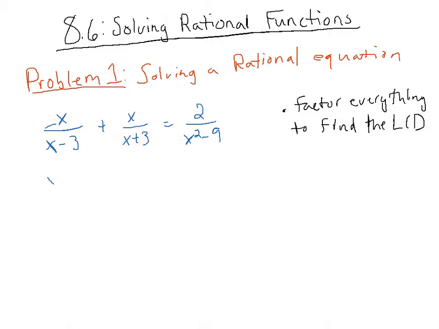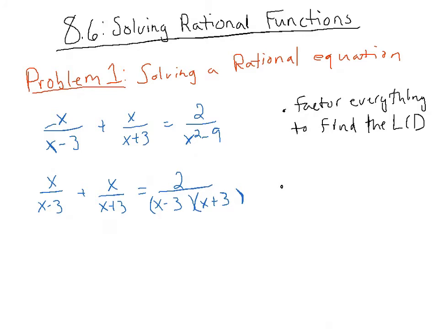So I'm just going to rewrite everything down. So x over x minus 3 plus x over x plus 3 is equal to 2, and now we're going to factor the x squared minus 9. And since that's the difference of two squares, we know we can factor that into x minus 3 and x plus 3. So now that we have everything factored out, it's easy to see what the least common denominator is.